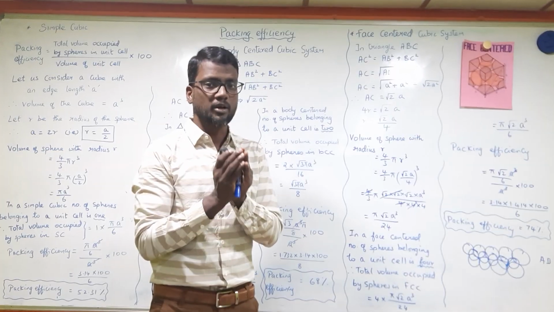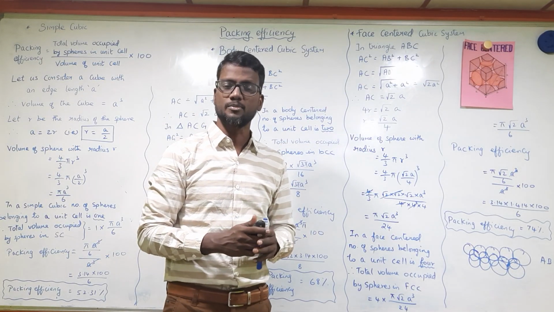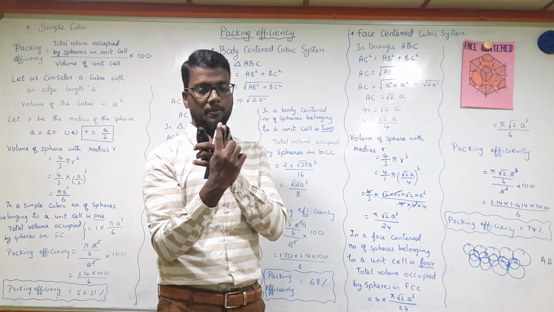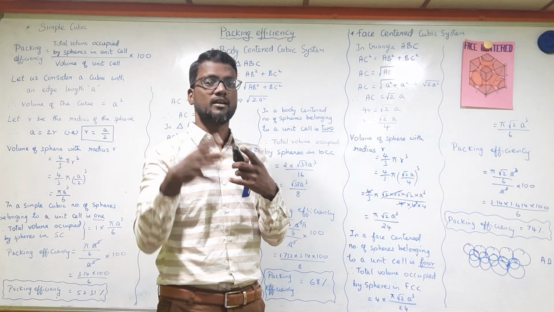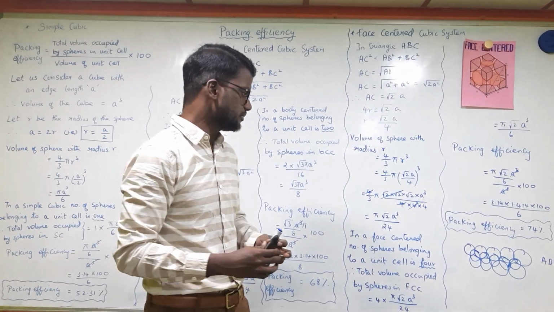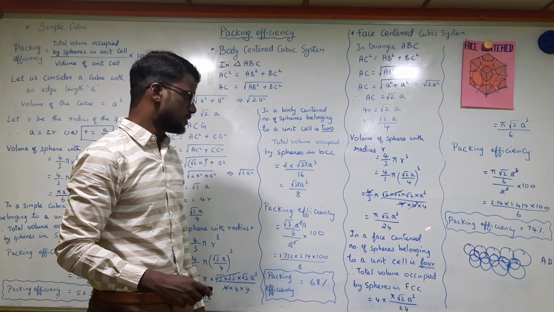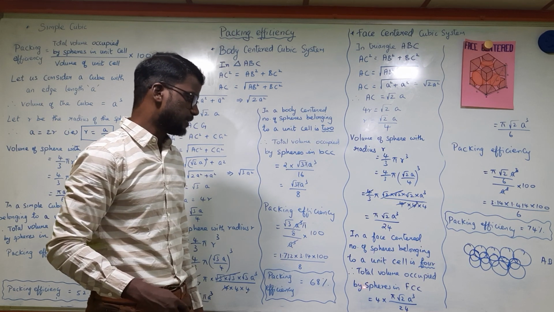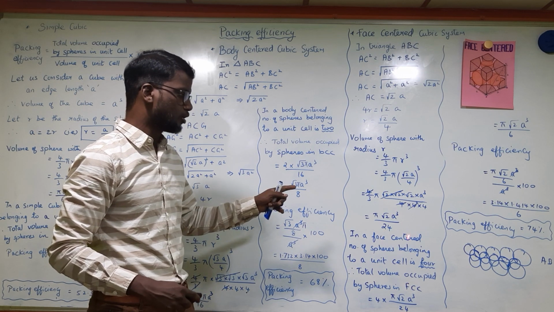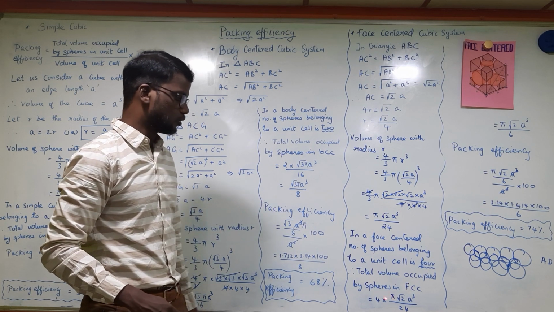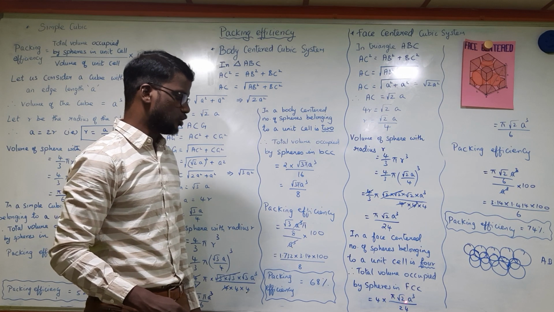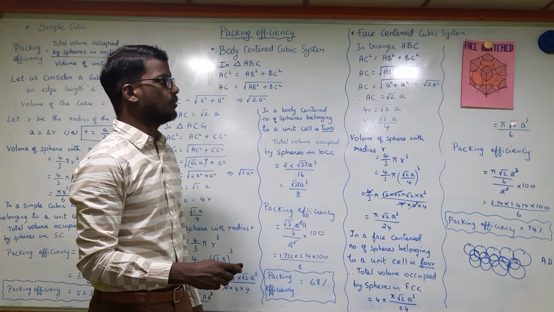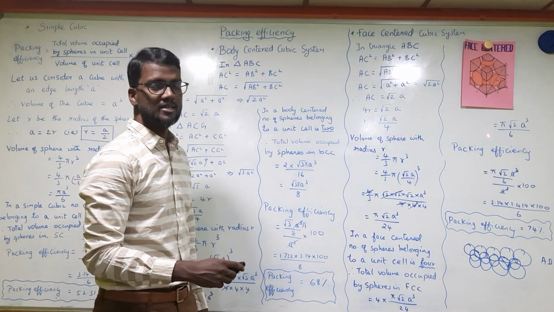So what is the total number of atoms present in a face-centered cubic system? It is going to be 4. 1 atom total in the corner and 3 atoms total in the face-centered. You remember the calculation? In a face-centered cubic system, the number of spheres belonging to a unit cell is 4. So total volume occupied by spheres in FCC is equal to 4 into volume occupied by one sphere. So 4 into pi root 2 a cube by 24. If you cancel this, you will be getting 6. So this is the volume occupied by total spheres in a unit cell.